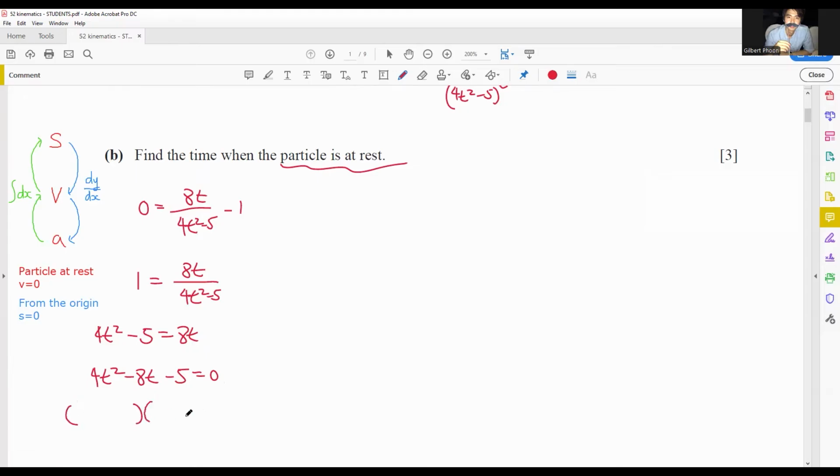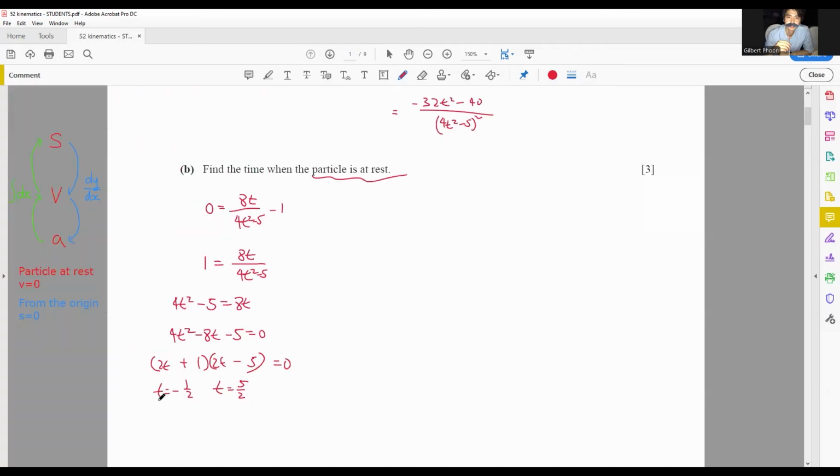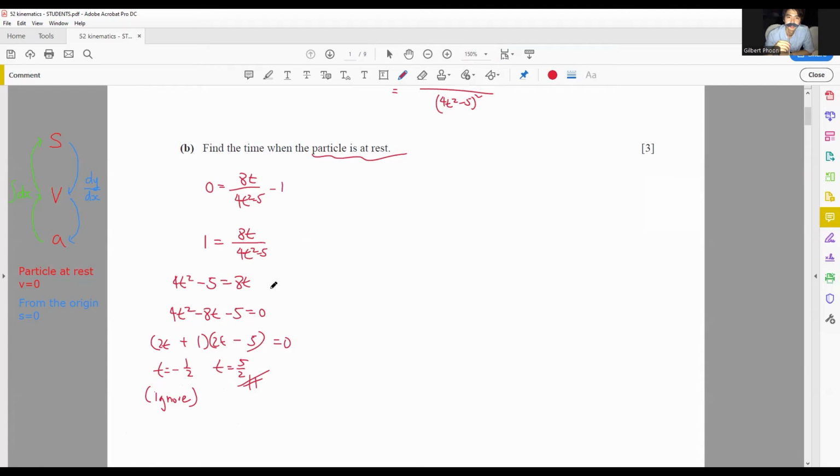Factorize this whole thing. You would have (2t, 2t) with 1 and 5 here. This will be positive, this will be negative, equals 0. Therefore, t can either equal negative half or t can equal 5 over 2, of which we're going to use t equals 5 over 2, and ignore the negative value, simply because time cannot be a negative value. So therefore t equals 5 over 2.